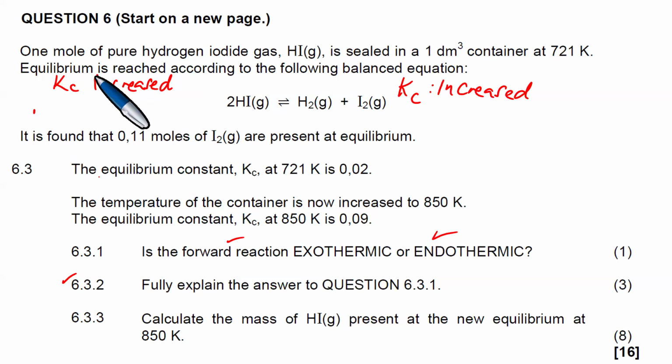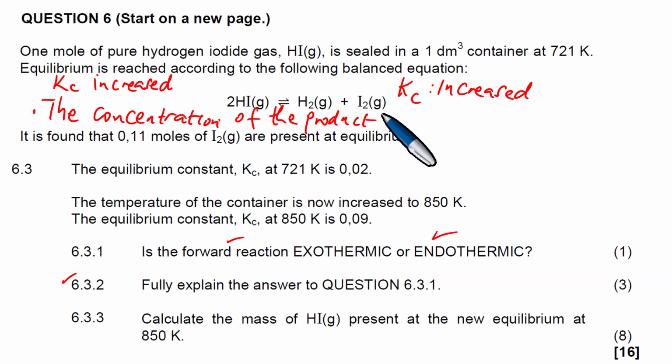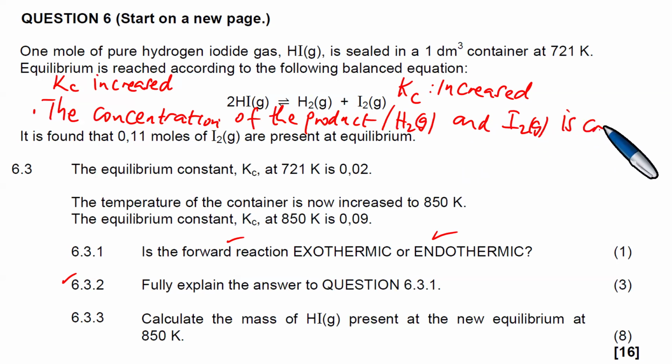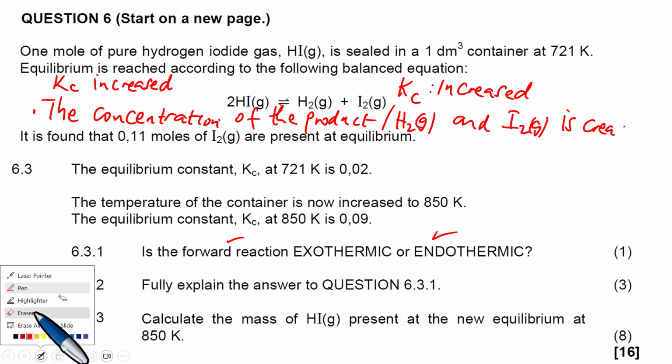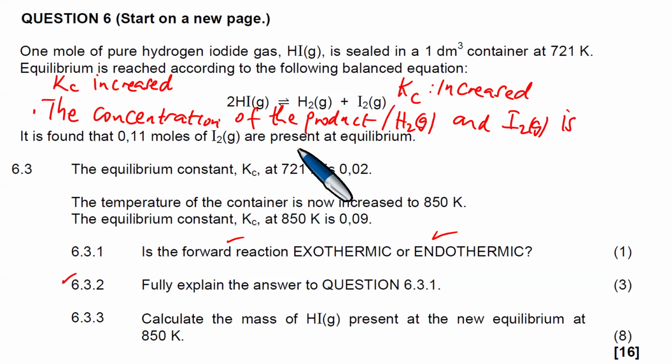Because Kc increased, what does it mean? The concentration of the products, be it hydrogen gas and iodine gas, is increased. Okay, we're going to analyze what that means in a little bit. So the concentration of the products, hydrogen and iodine, is increased.